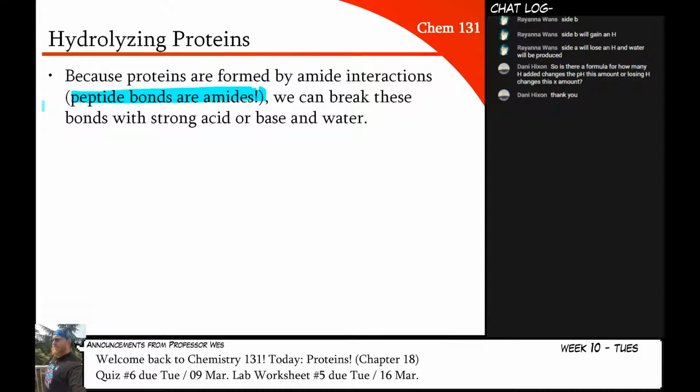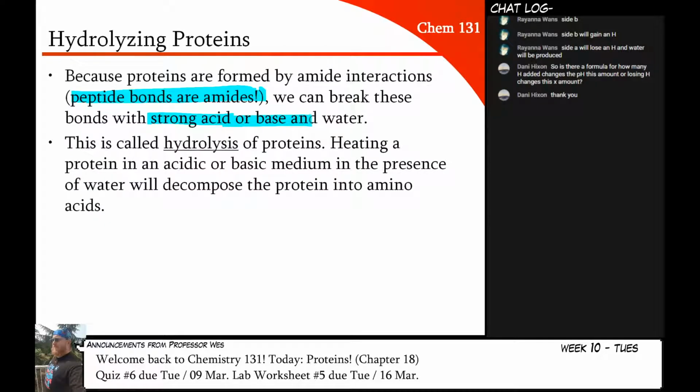Well, guess what your stomach has? It has the substance that you need to do that. So if you hydrolyze a protein in the presence of strong acid or strong base, we'll highlight that, you break down the protein into amino acids. Now, this requires a little bit of heat to do.